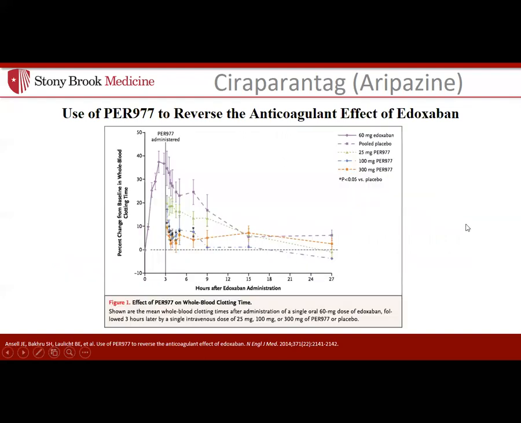So the results that they found: the purple line going up in the beginning is just everyone receiving the edoxaban 60 milligrams. After the PER977 was administered, you see a complete drop, or a pretty significant drop, in the green, blue, and orange groups, which were the 25, 100, and 300 milligram groups. And then the purple was the patients who received placebo. And this drop was constantly below the placebo group for about the whole time up until 27 hours, which was the length of time they monitored these patients.